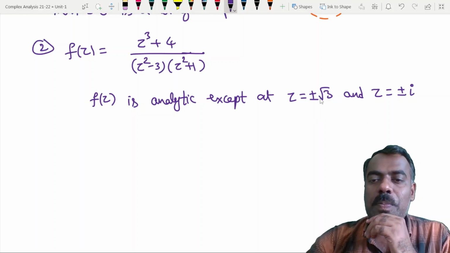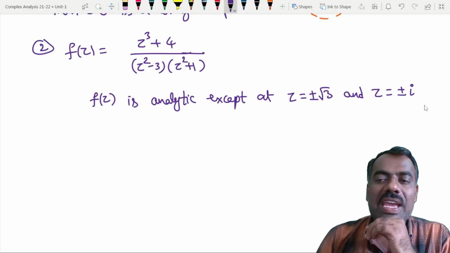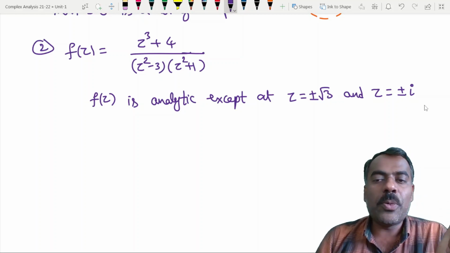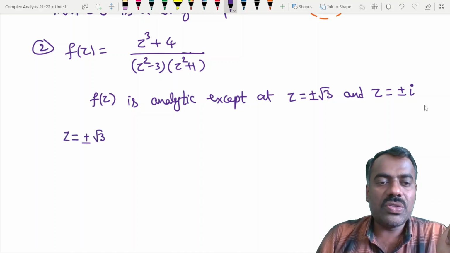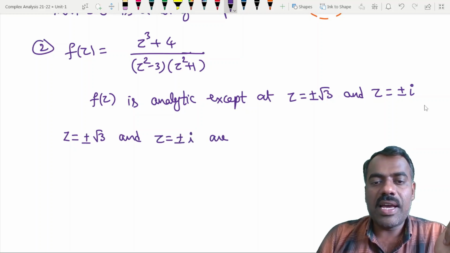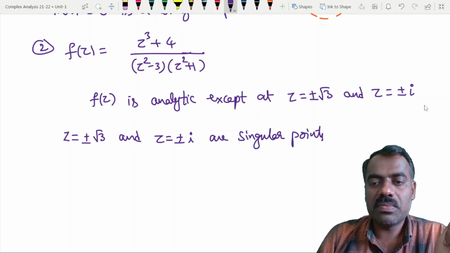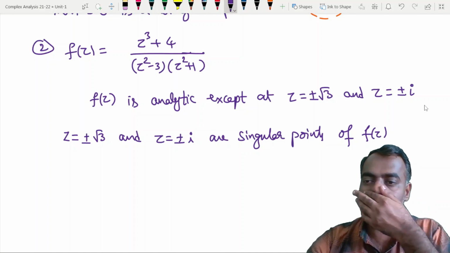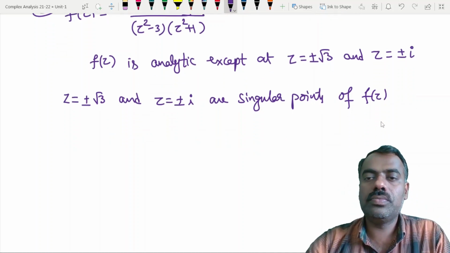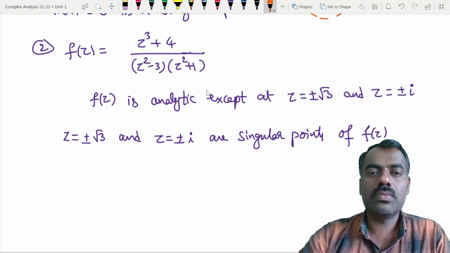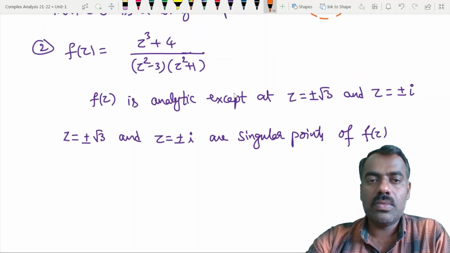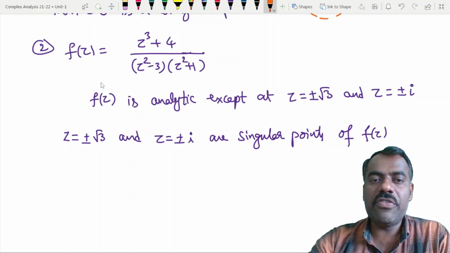So now, whether this plus or minus root 3 and plus or minus i are singular points or not: z equal to plus or minus root 3 and z equal to plus or minus i are singular points. Why are they singular points? Everywhere.